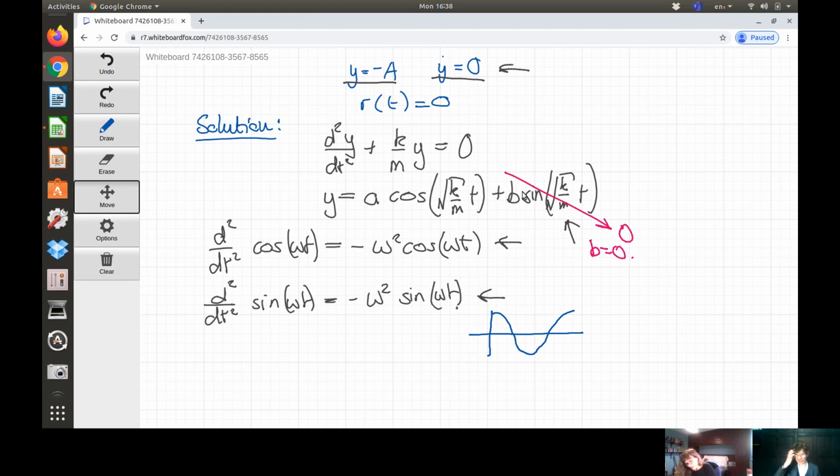Oh, are you going to draw some diagrams to show that? I'm just drawing cos t and sine t to hammer home your explanations. Yeah, so cos t has a value of 1 and a gradient of 0 at t equals 0. And sine t has a gradient of 1 and a value of 0 at t equals 0.